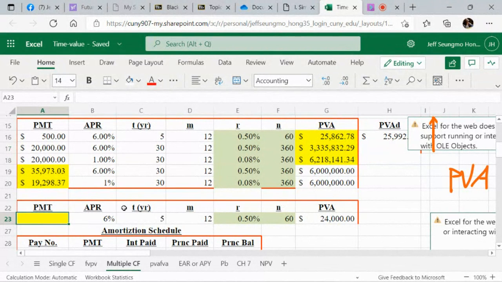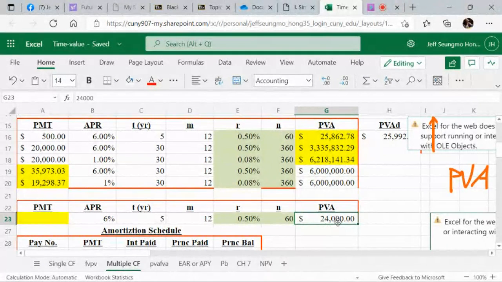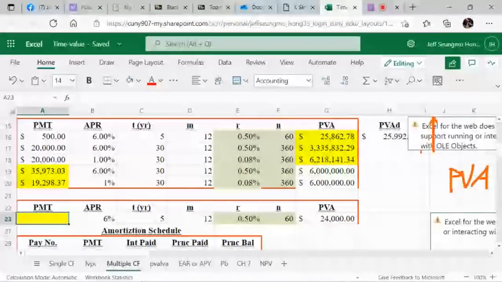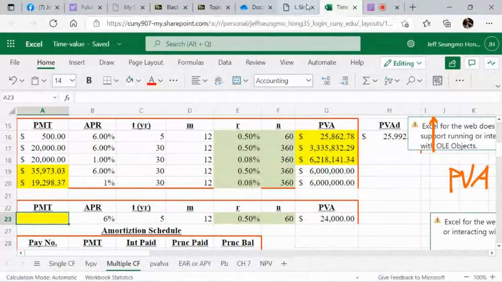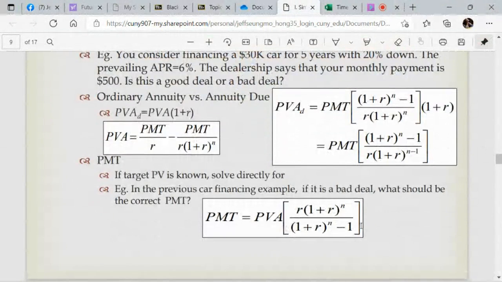Next, we can nail the exact payment, because all you owe is 24K. The principal that you owe is 24K. If this is the present value of annuities, the payment for that present value of annuities must be the correct payment. And the formula for that, I derived last time.